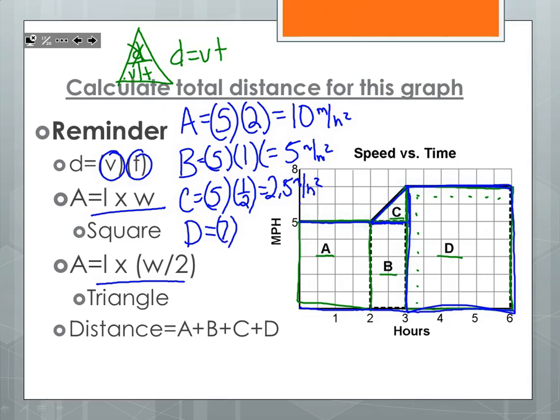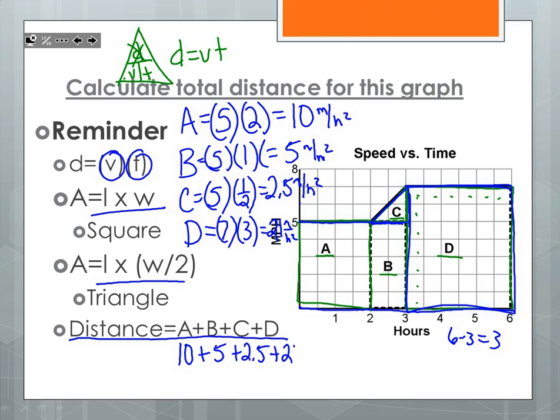It went from 6 minus 3. So 6 minus 3 equals 3. So we'll multiply by the 3. So 7 times 3 is 21 miles per hour squared. And then I'm going to take that distance and add them all up. So A was 10, plus B is 5, plus C is 2.5, plus D is 21.